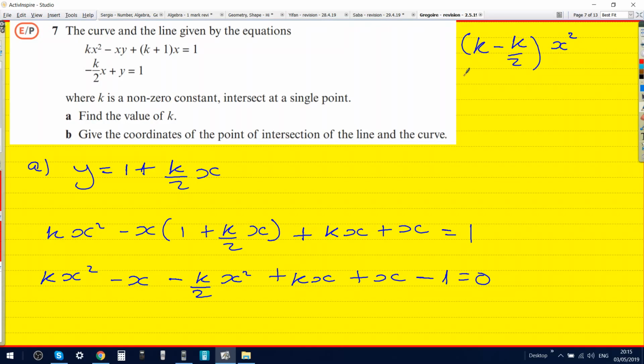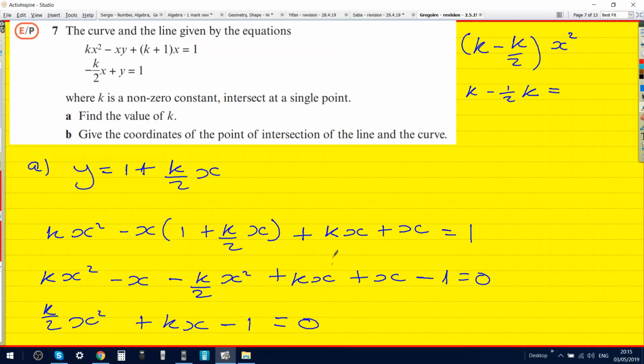I'm not sure actually. K over 2 is the same as a half k. Oh, it says k minus half k. So then it's half k? Yeah, so it's k over 2, and so it is k over 2 x squared. What about the x's? They remove themselves. So it's plus kx minus 1, and that's equal to 0.